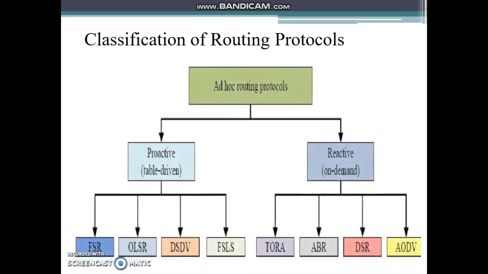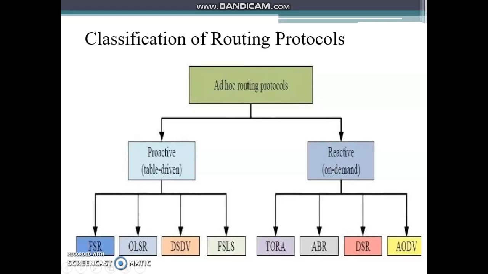Here the ad hoc routing protocols are classified into two types: one is proactive, or you can say table-driven protocol, and one is reactive or on-demand protocol. The proactive protocols can be further classified into OLSR, DSDV, FSLS and FSR. On the other hand, reactive protocols can be classified into AODV, TORA, AVR and DSR.